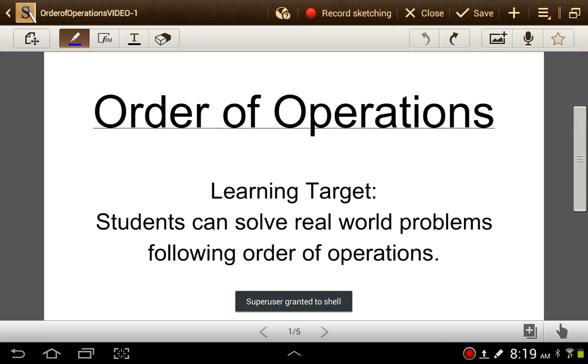Learning target's first line. This is our order of operations, that's our title. And our learning target is students can solve real-world problems following order of operations. So make sure you write down the learning target on your first line. If you need to pause, go ahead. Otherwise, I'm moving on to my next slide.